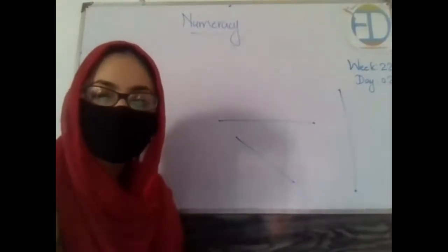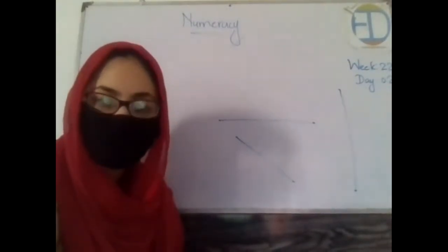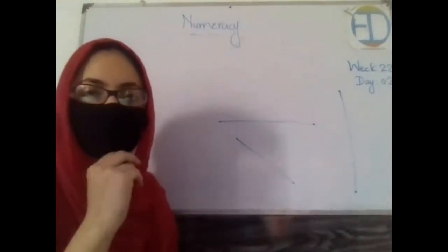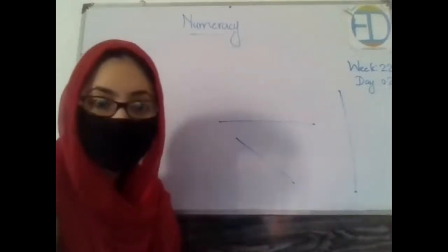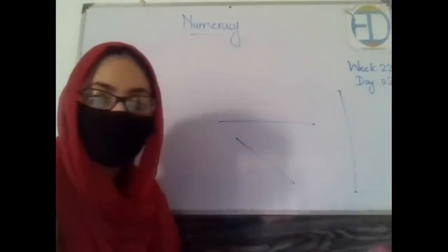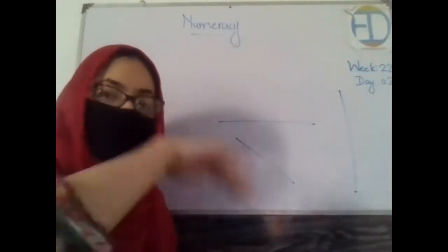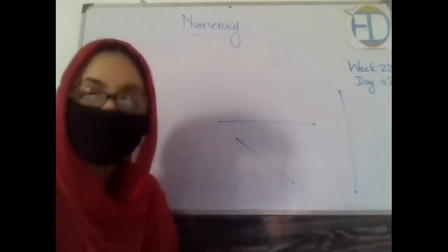So now you know the difference between horizontal, vertical, and oblique. Very good. Horizontal are the ones which are along the x-axis, right? Vertical are those which are along the y-axis, and the oblique are those which are a little tilted, not in x, not in y, they are oblique, right?